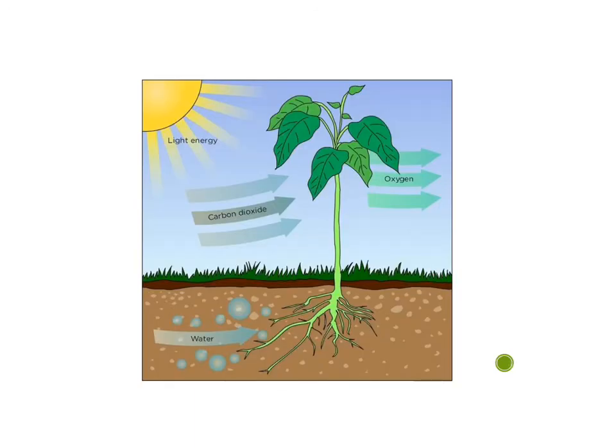Here's another diagram that illustrates this process. We have water coming in the roots of the plant, carbon dioxide coming in from the atmosphere, light energy is required, and then what's going to come out is oxygen. What's not showing is, of course, in the leaves, they are making some sugar, some glucose.